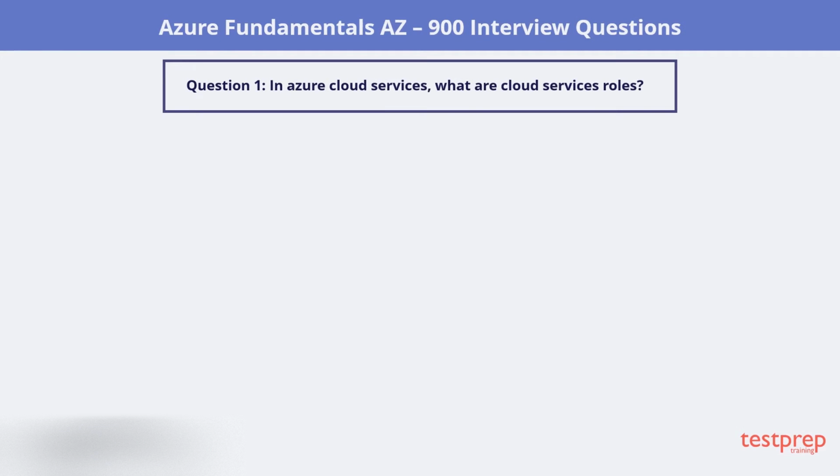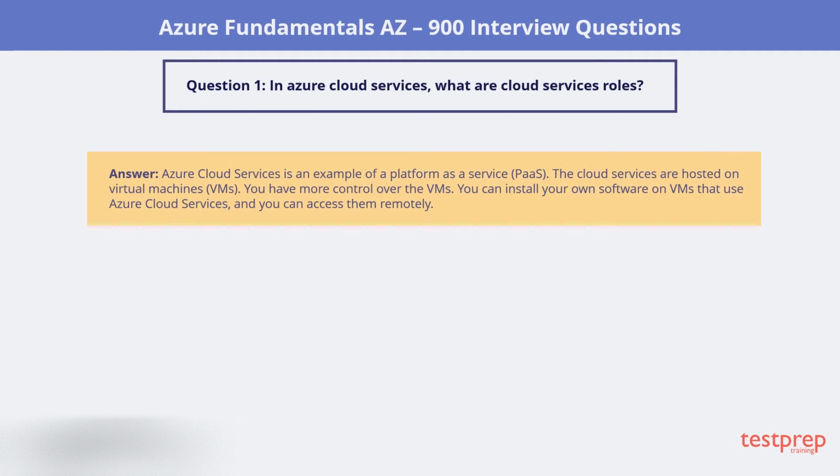In Azure Cloud Services, what are cloud services roles? Answer. Azure Cloud Services is an example of a platform as a service. The cloud services are hosted on virtual machines. You have more control over the VMs. You can install your own software on VMs that use Azure Cloud Services, and you can access them remotely.